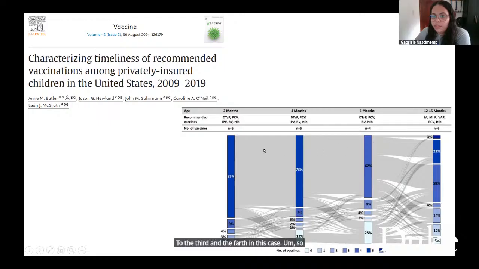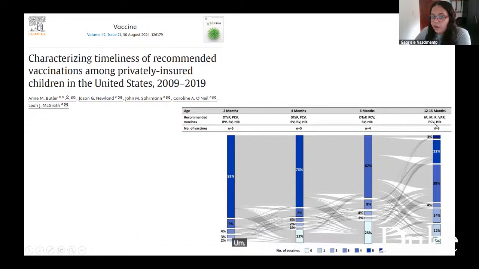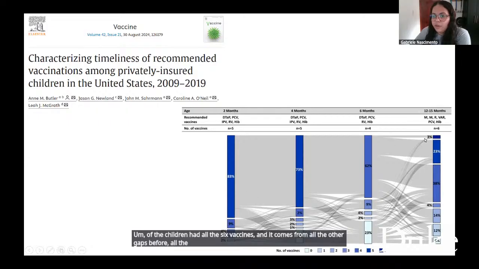So it's interesting. We can visualize, in this last one, that 3% of the children had all six vaccines, and it comes from all the other gaps before, all the other ages before. So we have kids here that had all the vaccines from the other times, other ages, but also they only had the six vaccines in this one.